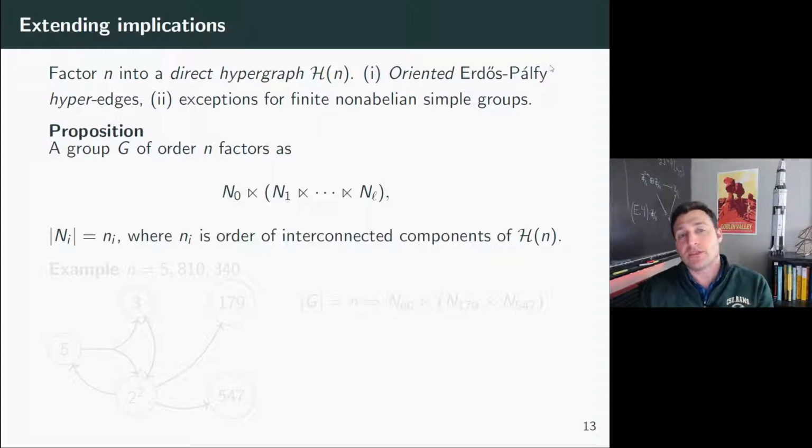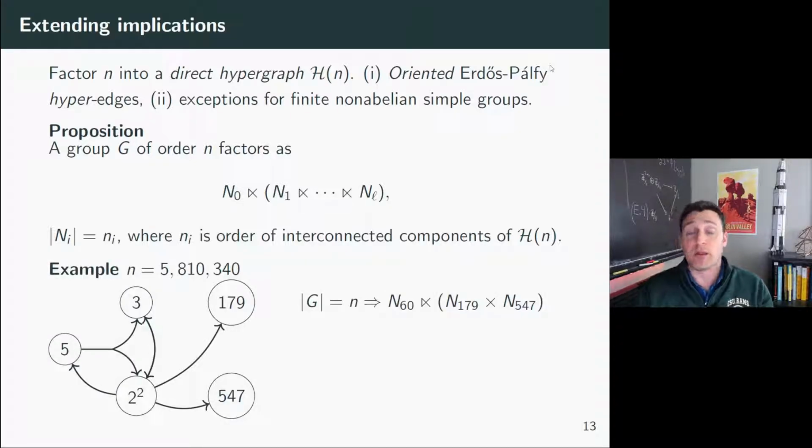What this allows us to do is that from the connected components, the interconnected, the bidirectional connections in this hypergraph, we can split off a reliable, unique, semi-direct product decomposition. We do so in an abbreviated form in the abstract as listed. But here's an example of that for the specific number n, 5,810,340. That factors into these primes.